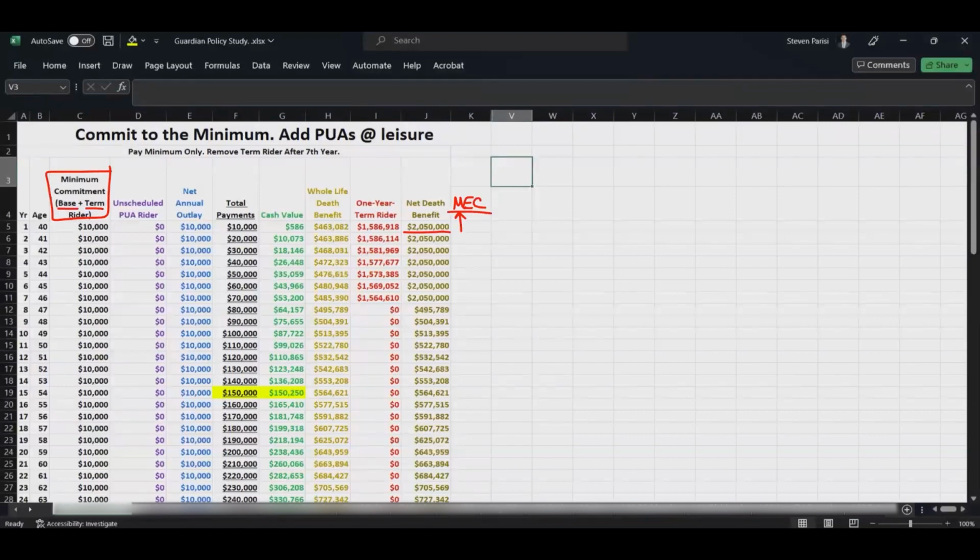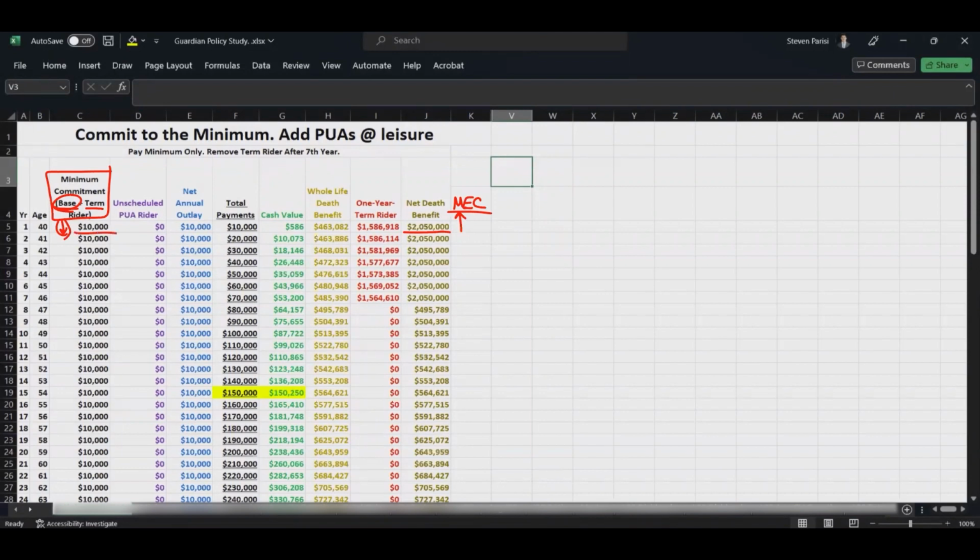If we don't add a term rider, what that will force is a higher base premium. And the higher the base premium, the less you'll have in cash value, especially the first year. So adding a term rider allows you to keep that base premium low, and going back to this individual's goals, commit to a minimal amount and be able to add more funds at discretion. A term rider allows him to do exactly that.